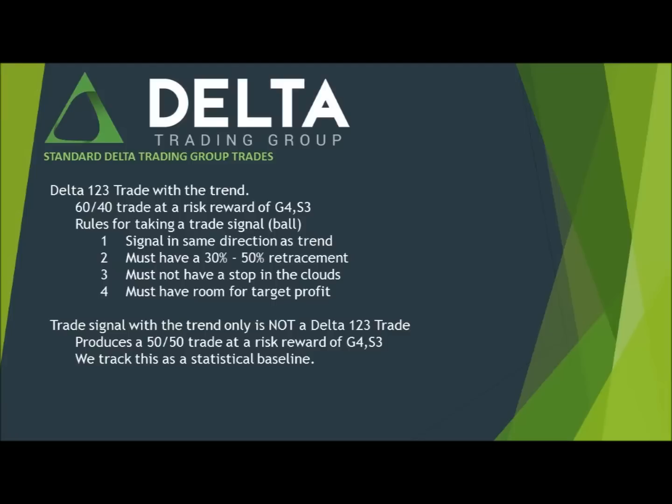What we're going to be looking at is the trade signal with the trend only. This is not, I repeat, not a Delta 123 trade. It produces only a 50-50 trade at the same risk-reward level as G4S3. Now we track this trade for a statistical baseline. The reason we use this statistical baseline is because this is the baseline of the signal only, the signal only without the other Delta 123 trading rules.